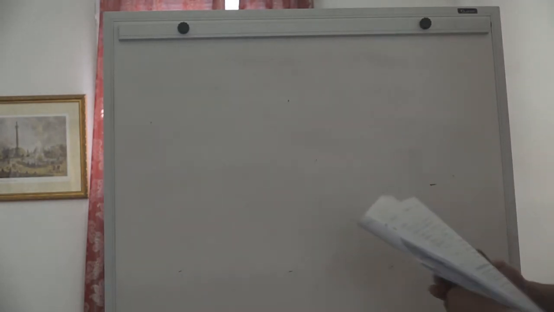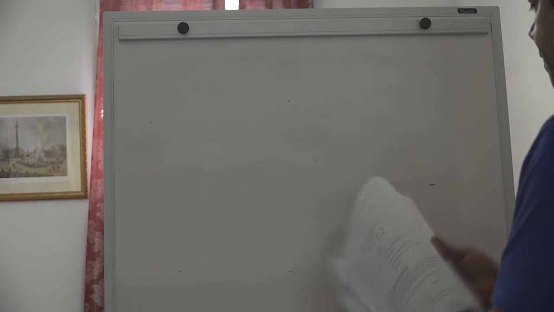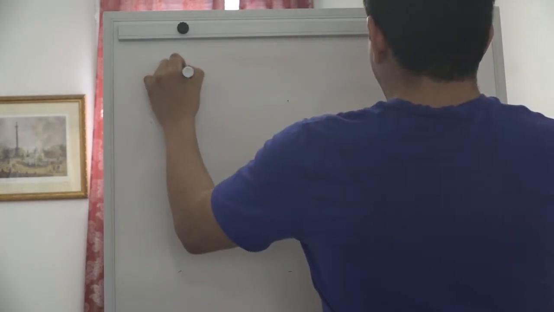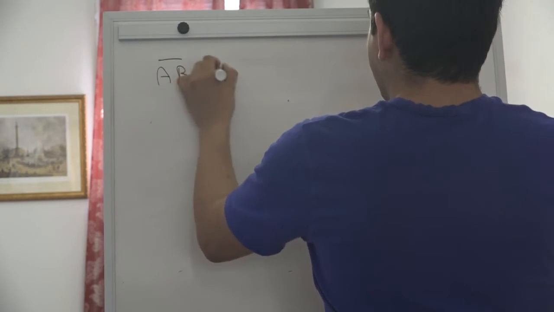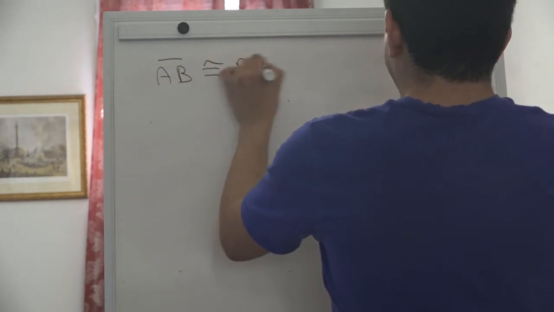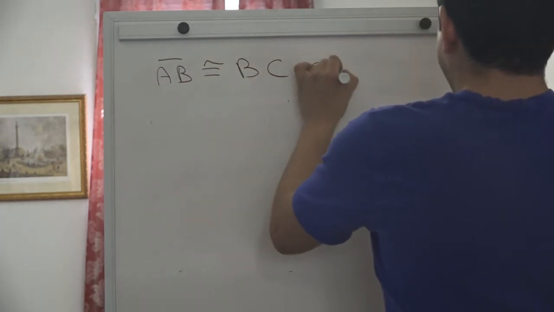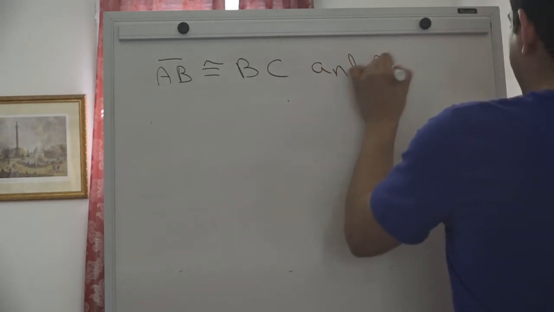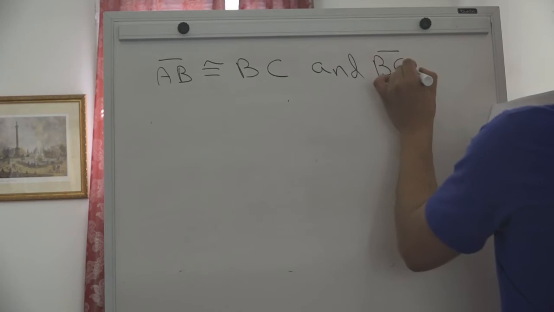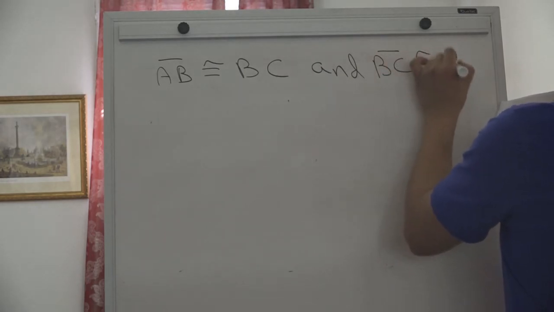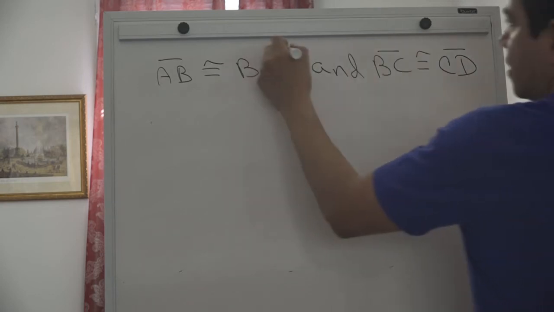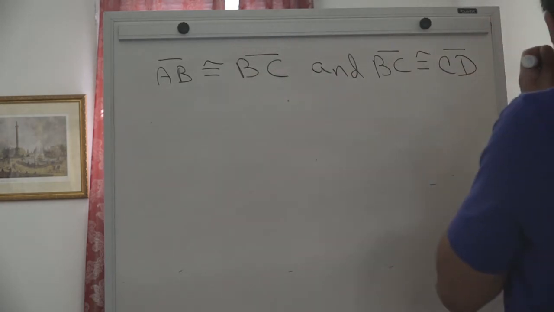Okay. So, it says, example. Segment AB is congruent to segment BC. And segment BC is congruent to segment CD. This little bar on top denotes that they are segments.